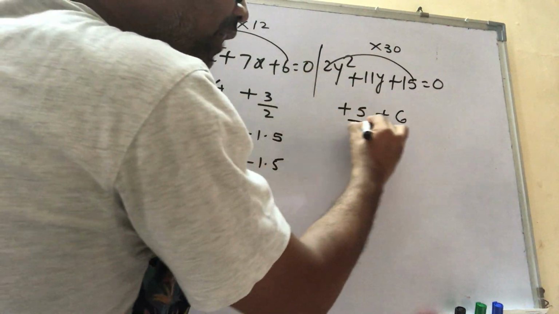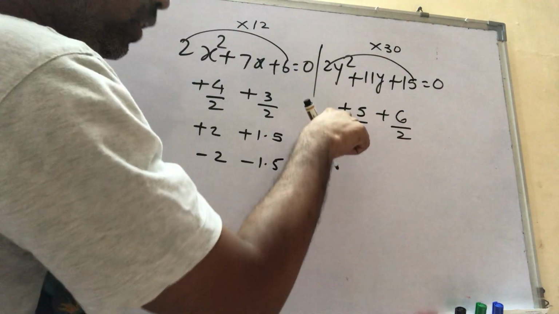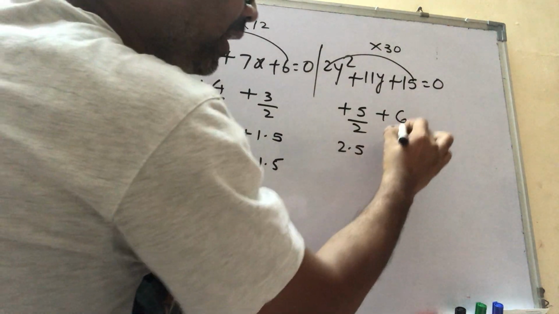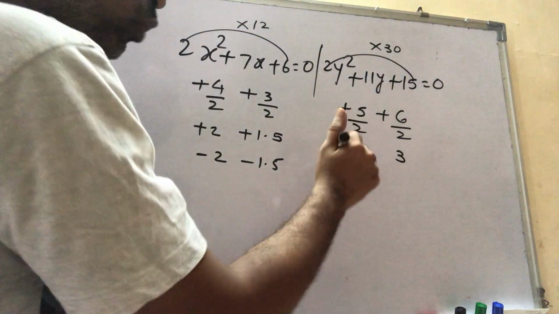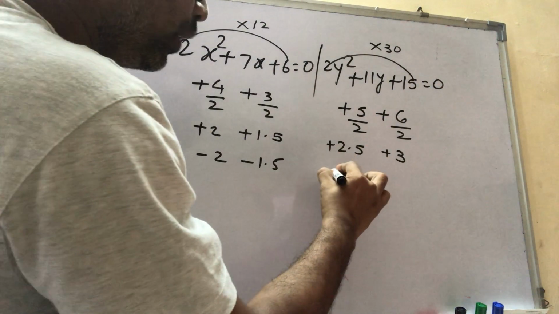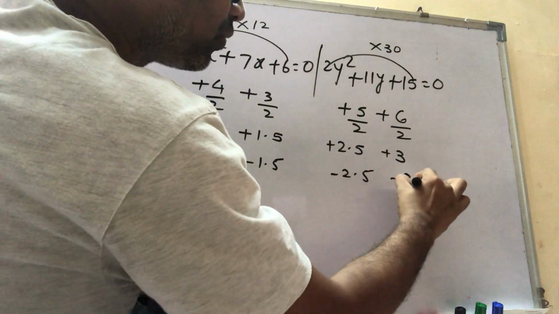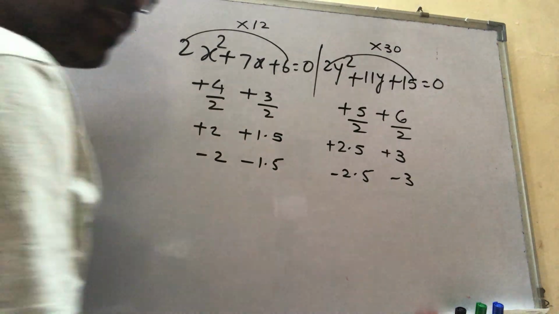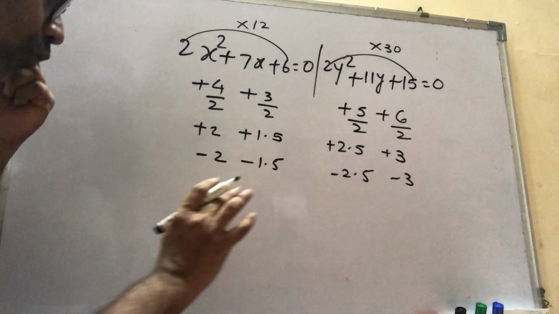Again here we have 2, so I will divide 5 by 2 and 6 by 2. So here I will get 2.5 and here I will get 3. So when you take plus 2.5 and plus 3 on that side, it will become minus. So minus 2.5 and minus 3. This clear, everyone?